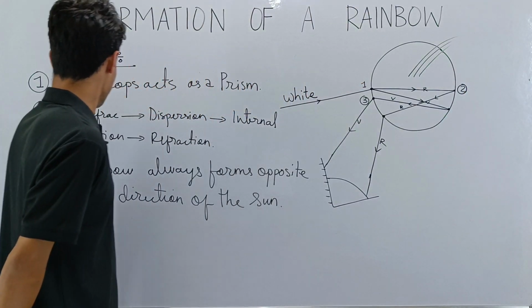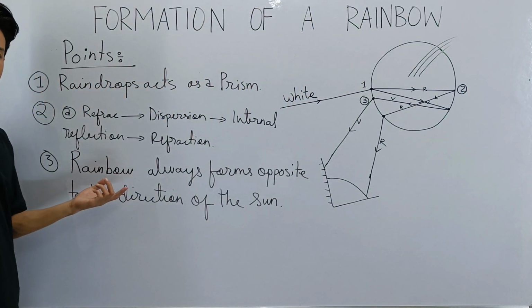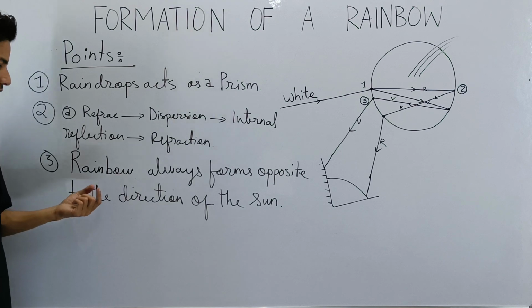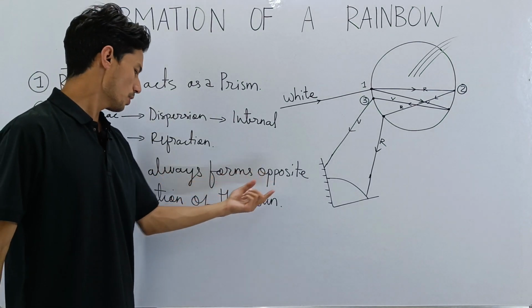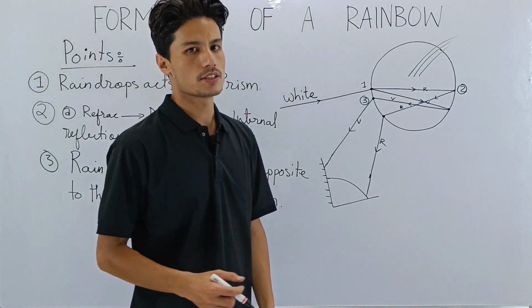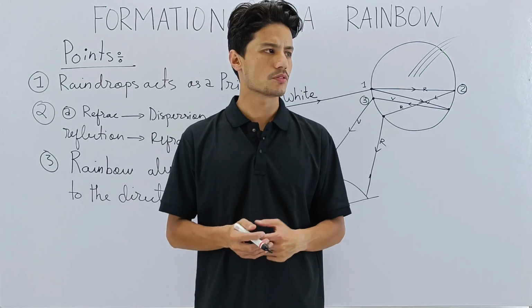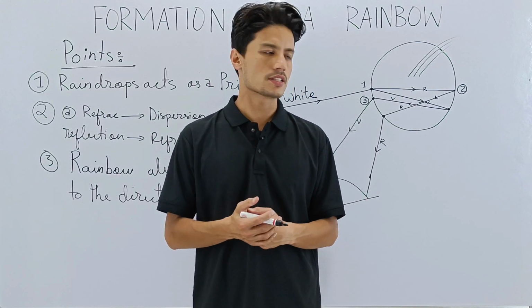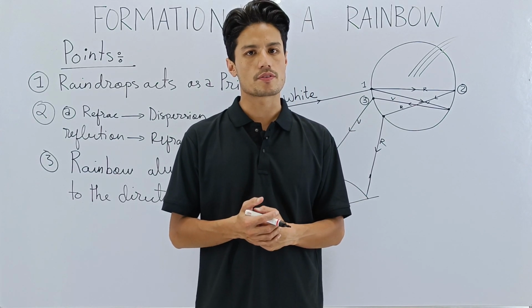Then a very important point, which is also mentioned in your textbook, is that a rainbow is always formed opposite to the direction of the sun. So this is it, class. This is everything about the rainbow.